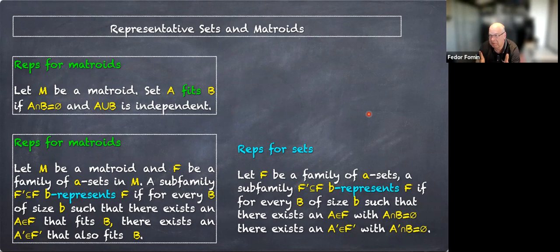And if I transfer the definition of representative sets for matroids to representative sets for sets, or for uniform matroids, in this case that will be exactly the same definition which I used today and yesterday.